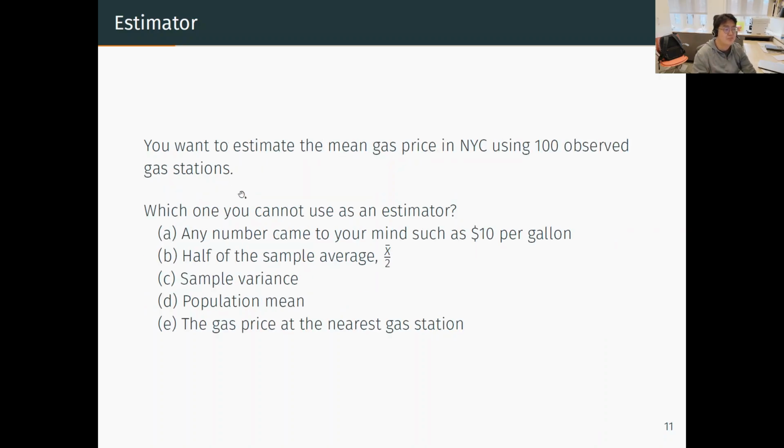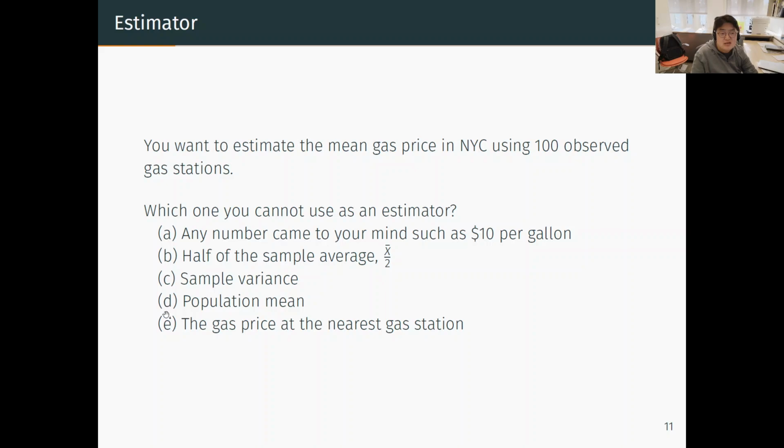That is basically what you want to know. My question is, what is the mean gas price? Then your answer cannot be the mean gas price. It is the same thing. Mean gas price in New York City and the population mean are just the same thing. You are just saying the same thing again, so it's not a valid answer at all.